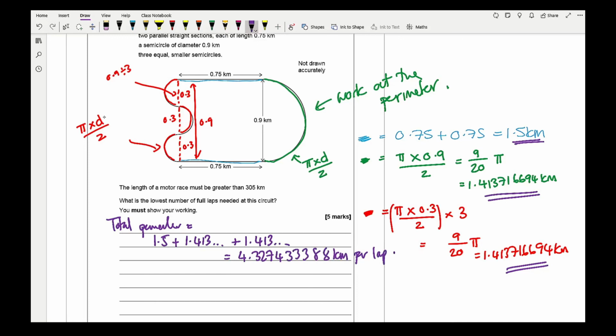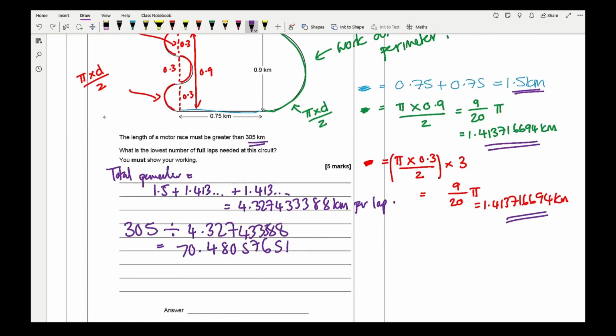Now the question is saying that it's got to be greater than 305, so what I've then got to do is 305 divided by 4.327433388. I've missed out a 3, it doesn't really matter. So I'm going to do 305 divided by that number you can see on the screen, and it comes up with 70.780576651. Now the question is asking for full laps, so therefore 71 laps is the minimum that we can have.